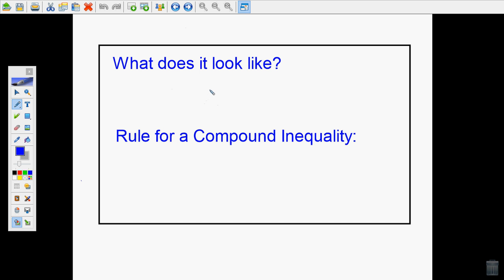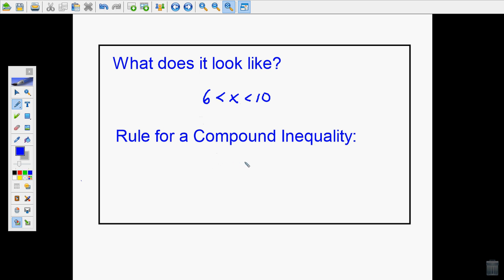It's going to say maybe 6 is less than x, which is less than 10, which basically just means that x is a number that's bigger than 6 and less than 10. So it could be 7, it could be 8, it could be 9, it could be 8.2. There's an infinite number of numbers in between there, but that's a compound inequality. We've got two inequalities going on, basically telling us that x has to be in between two numbers.